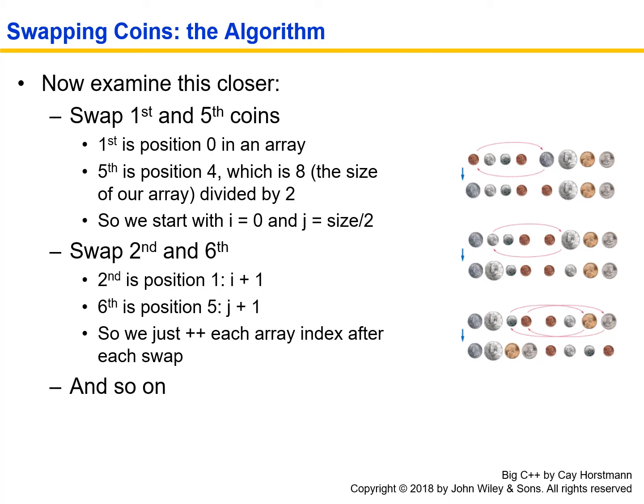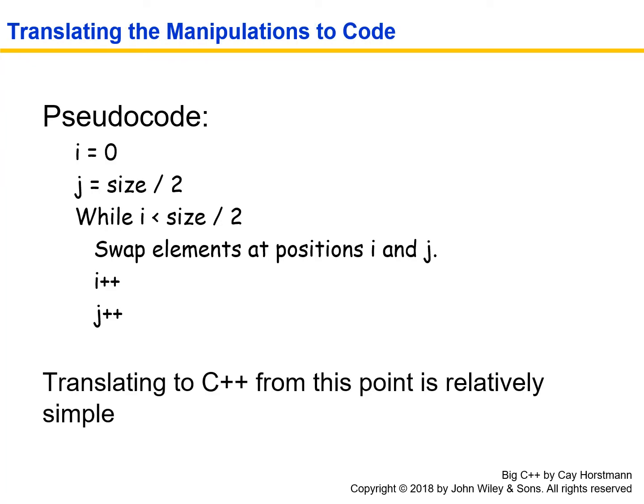And we keep doing that how long? Until we've gone halfway through the array. So until i is no longer less than size over 2. So there's our pseudocode. We start with i is 0, j is size over 2. While i is less than size over 2, we swap the elements at positions i and j, and then we increment i and we increment j.